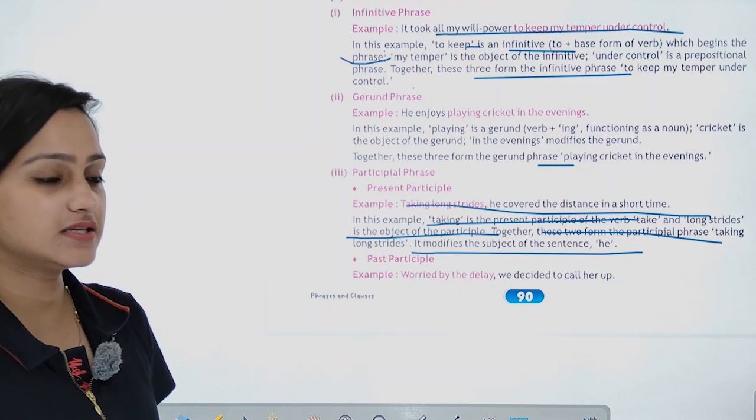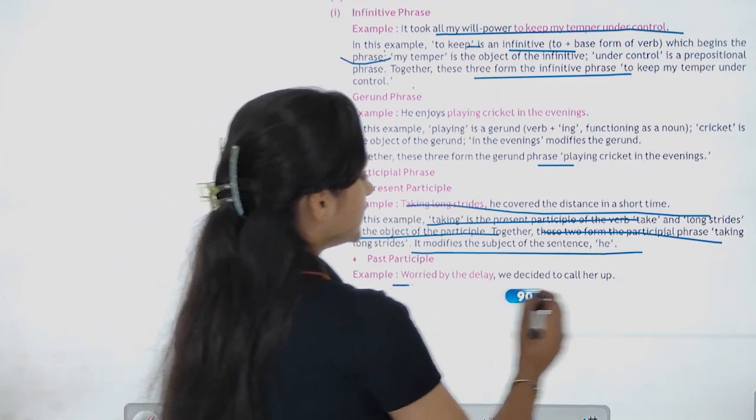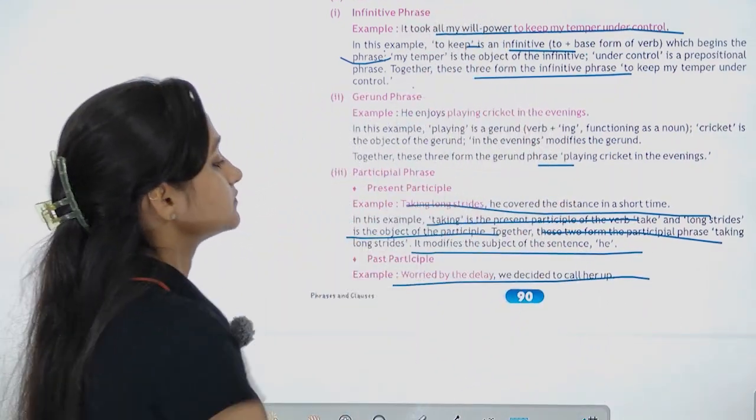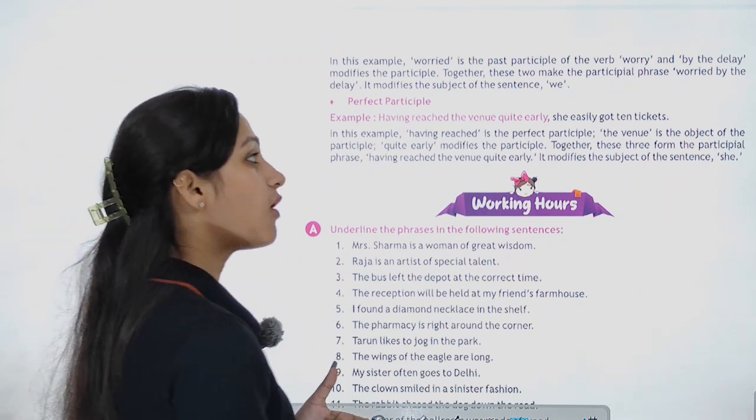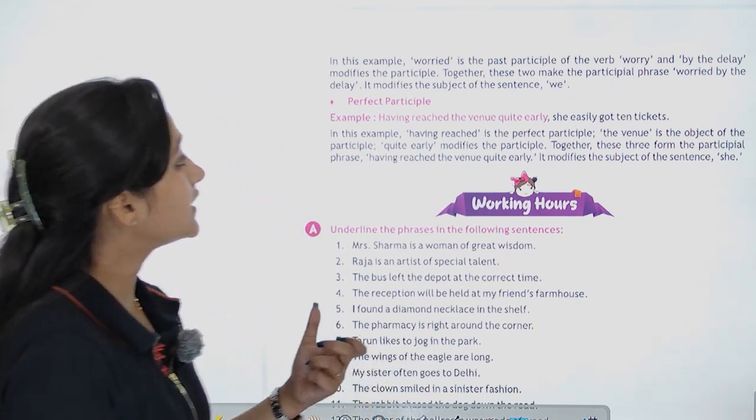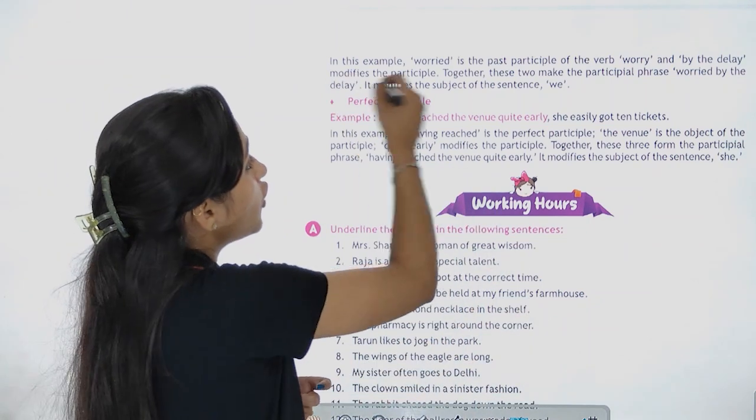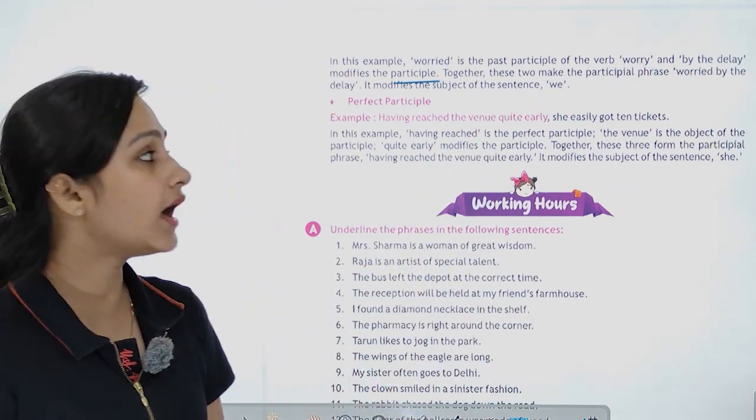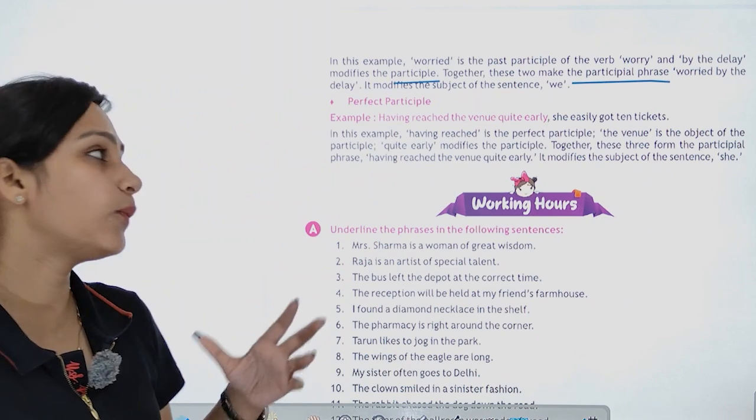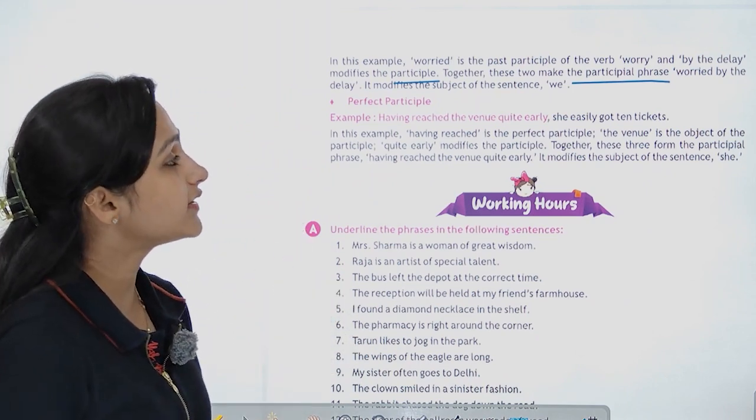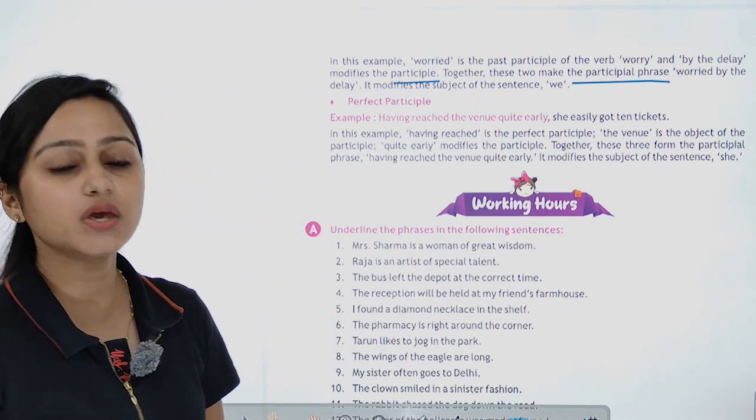Now past participle. Worried by the delay we decided to call her up. In this example worried क्या है आपका, past participle form of the verb है worry, and by the delay क्या modify कर रहा है participle को. Together these two make the participle phrase. एक साथ मिलकर क्या बना रहा है? Participle phrase बना रहा है: worried by the delay. It modifies the subject of the sentence we.